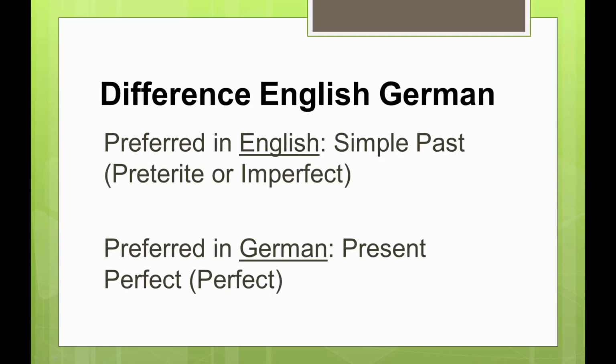There's a fundamental difference between English and German in the sense that English speakers prefer simple past tense when expressing actions in the past. It is also called preterite or imperfect, just in case you see these terms in a textbook or in a grammar book somewhere else. The preferred past tense in German is the present perfect or perfect.